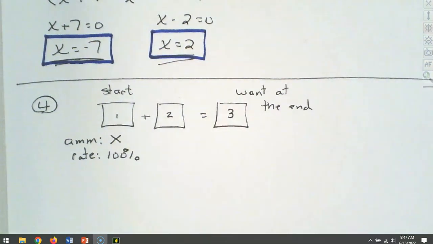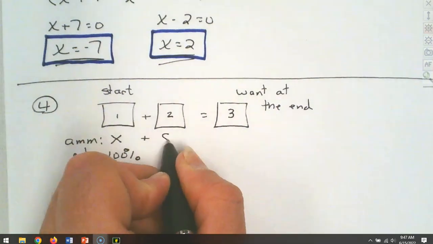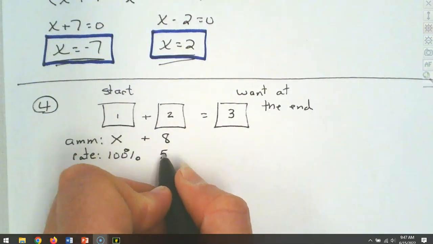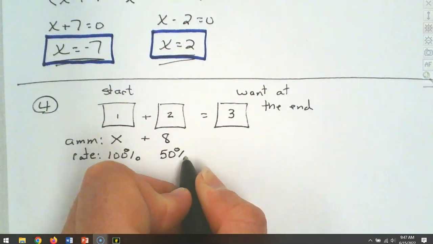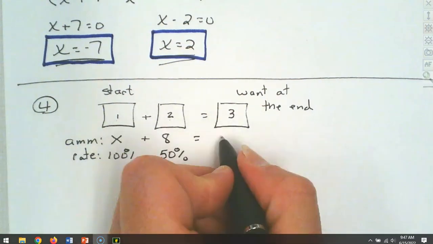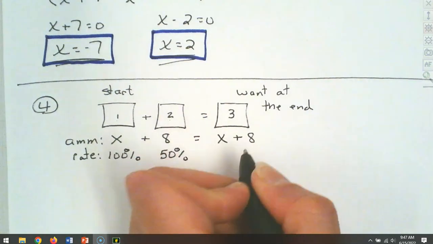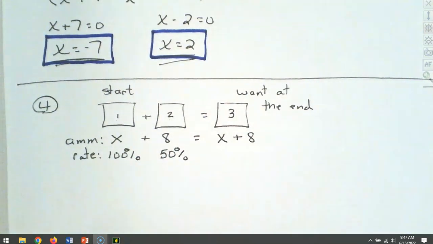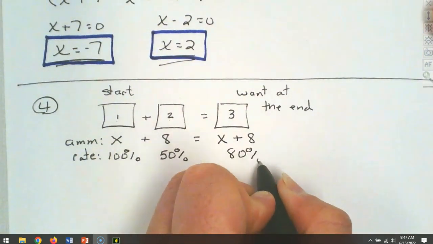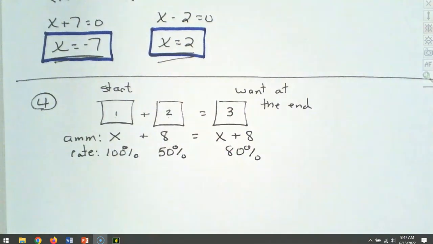We're going to now mix that with 8 gallons. So that's what's going to be mixed with it. 8 gallons of a 50% solution. So that's your box number 2. These add across because 1 plus 2 is 3. So that's x plus 8. And what concentration do we want to end up with? Well, we want to end up with an 80% concentration. And you've probably done a lot of these before, but is everyone okay with how I set that one up? It's a pretty simple mixture one.